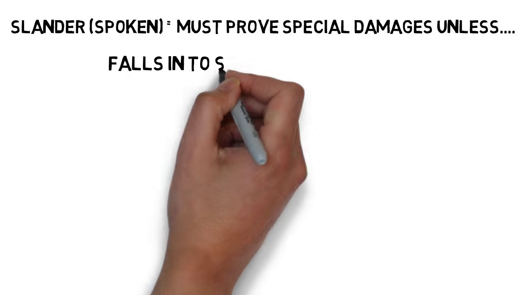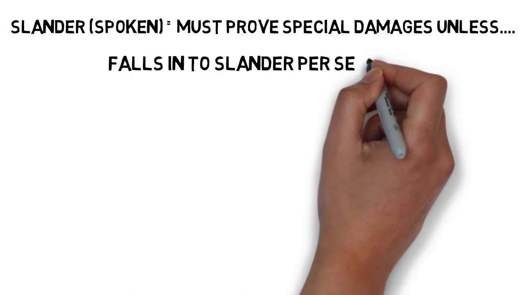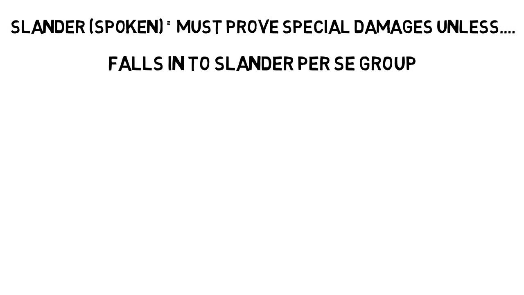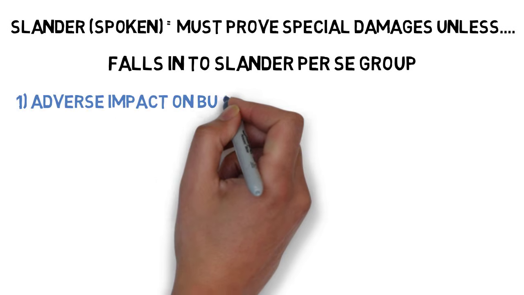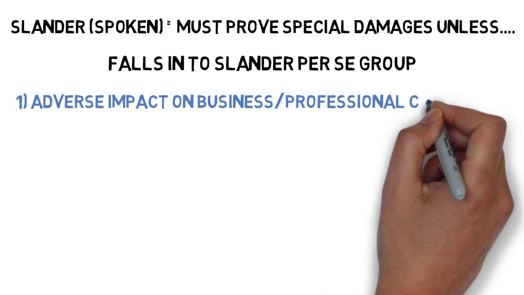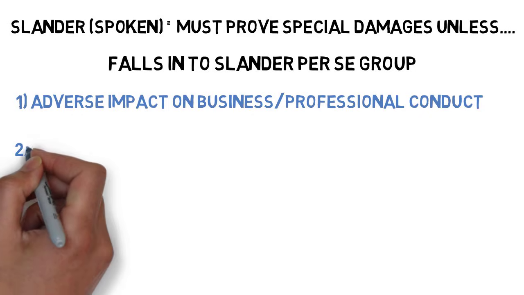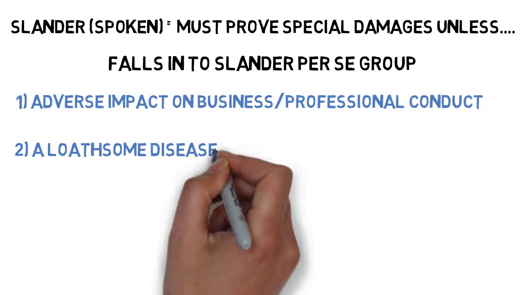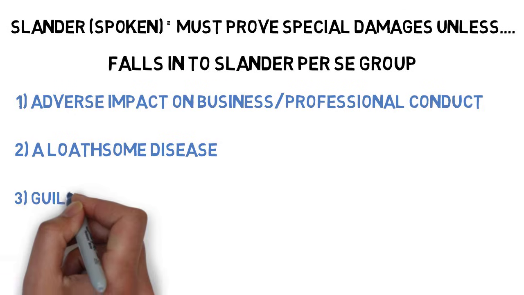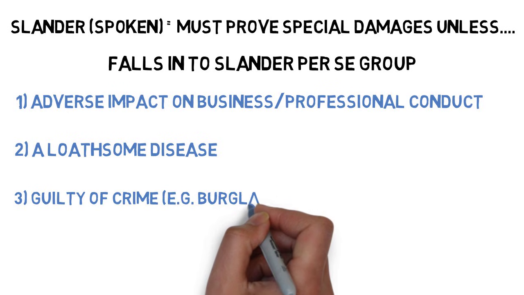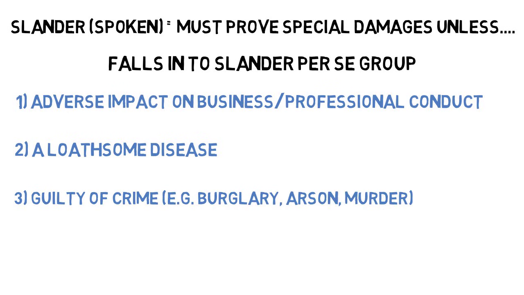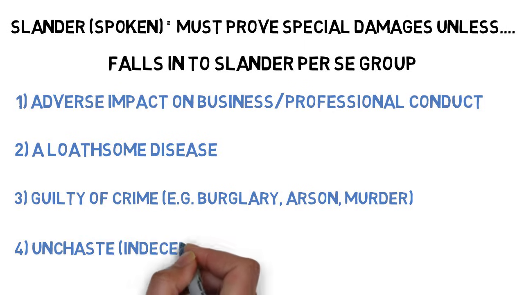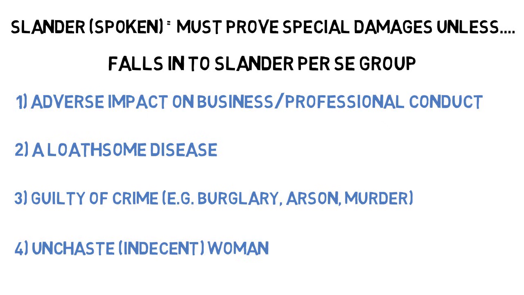Unless that defamation, that slander, falls into one of 4 categories or one of 4 types. The first type being that the defamation reflects adversely on business or professional conduct. The second being that someone has a loathsome disease. The third, that someone is guilty of a common law crime or a crime of moral turpitude. And finally, it's defamatory to accuse a woman of being unchaste at common law.